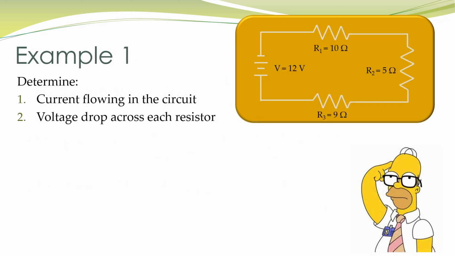Here's an example. So we've got a battery there with 12 volts. We've got 3 different resistors in our circuit there. We're showing our resistors as the little squiggly lines. What are we going to do? We're going to find out the current flowing in the circuit and the voltage across each of those resistors.